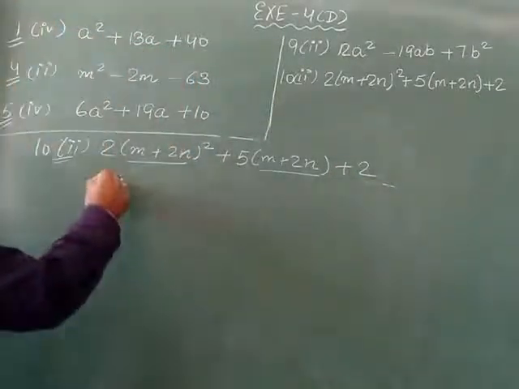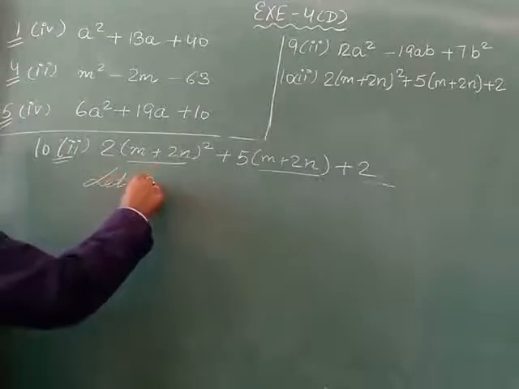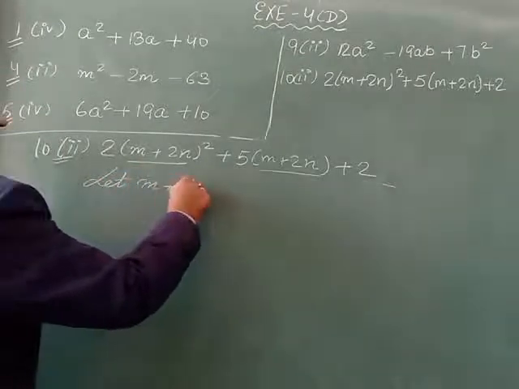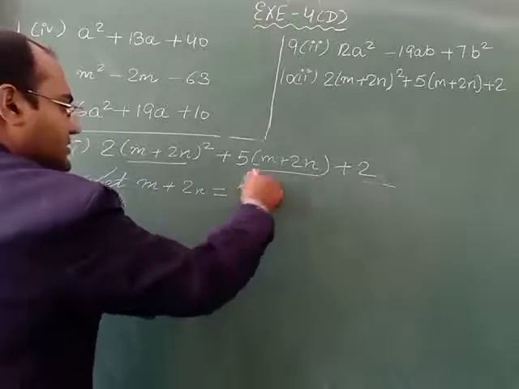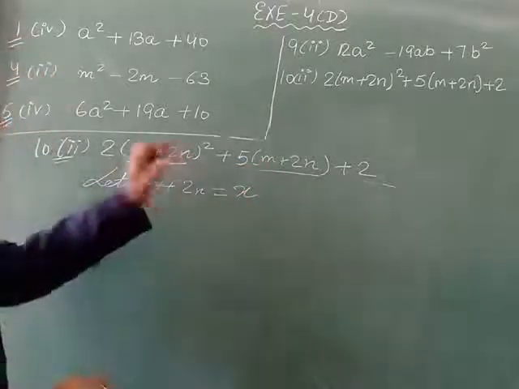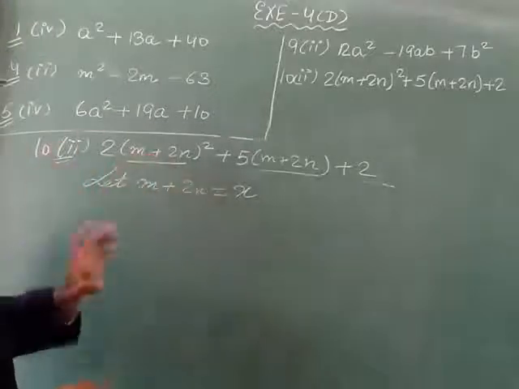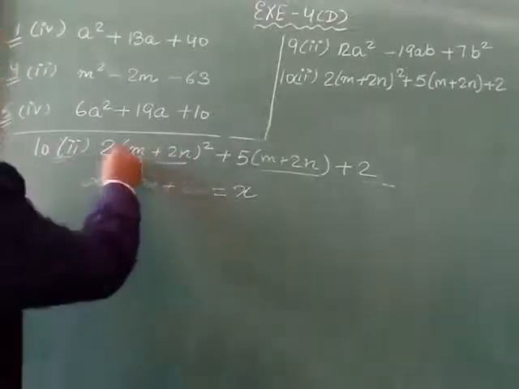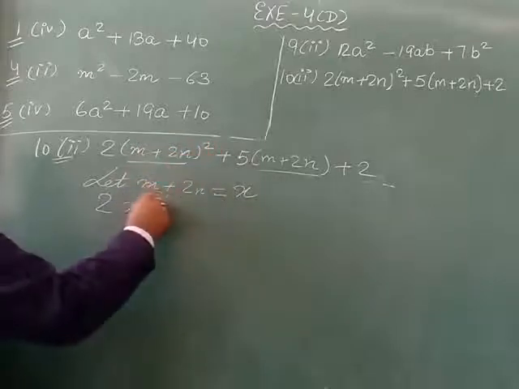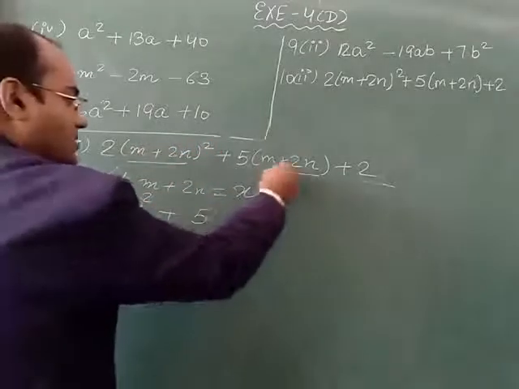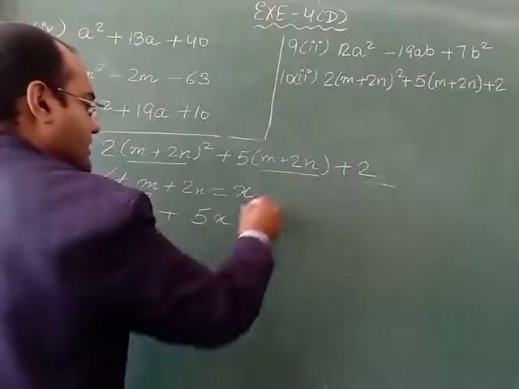In this question we will assume, let's say m plus 2n, which is coming here also and here also, is x. Let's say this one is x. So now in place of m plus 2n we will take x. 2, remove this and take x square plus 5, remove this and take x plus 2.